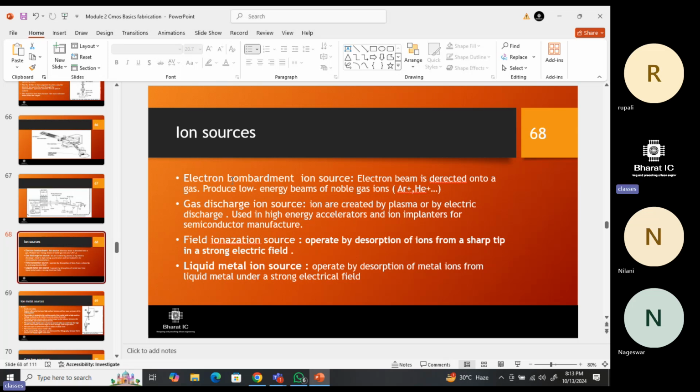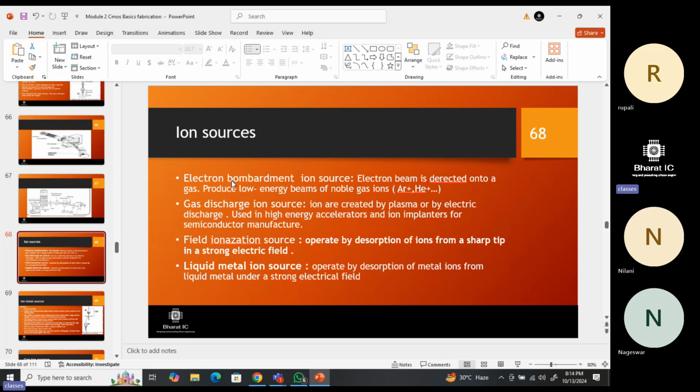Gas discharge ion source: ions are created by plasma or by electric discharge, used in high energy accelerators and ion implanters for semiconductor manufacture. Okay. Field ionization sources operate by desorption of ions from a sharp tip in a strong electric field. Liquid metal ion source operates by desorption of metal ions from liquid metal under a strong electric field.